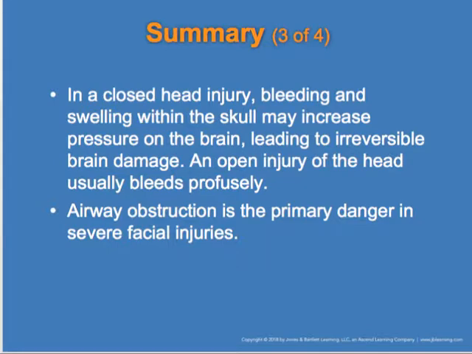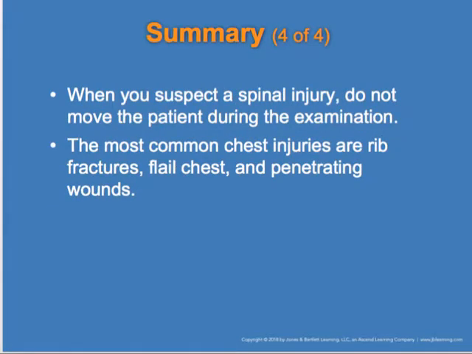In a closed head injury, bleeding and swelling within the skull may increase pressure on the brain, leading to irreversible brain damage. An open injury to the head is something that tends to bleed pretty profusely. Airway obstruction is the primary danger in severe facial injuries. When you suspect a spinal injury, do not move the patient during the examination. Most common chest injuries are rib fractures, flail chests, and penetrating chest wounds. This is a quick rundown on some of these injuries you may come across.